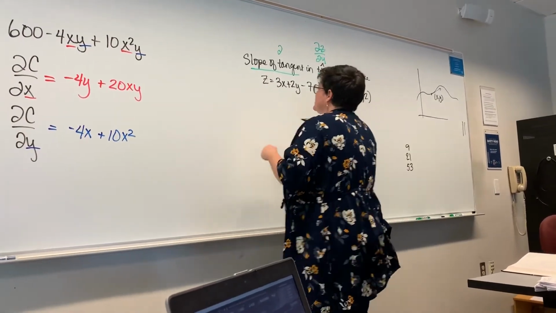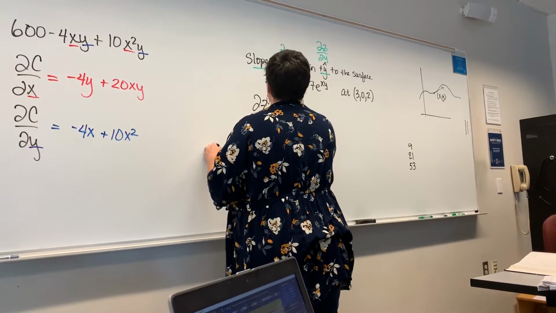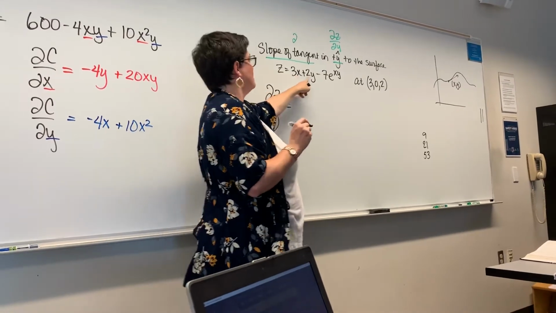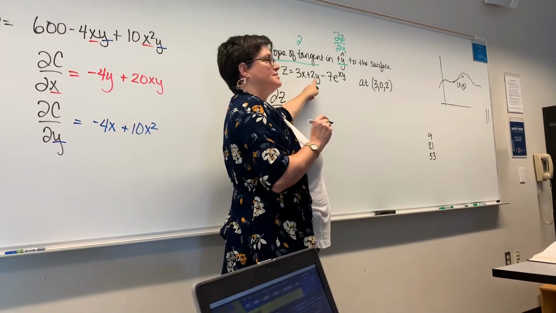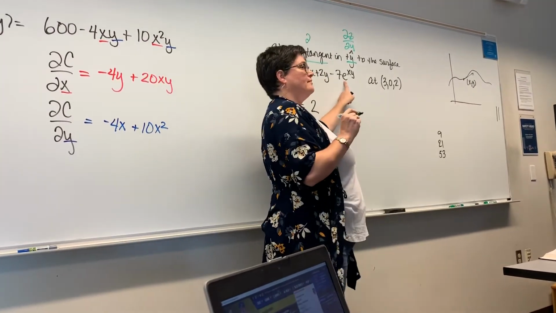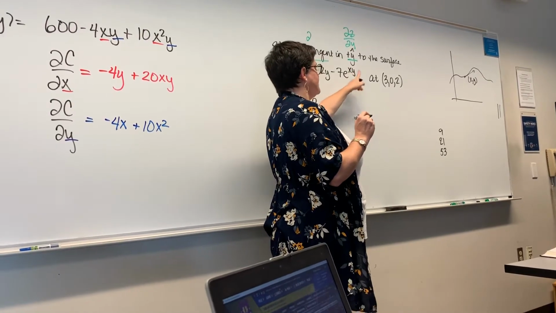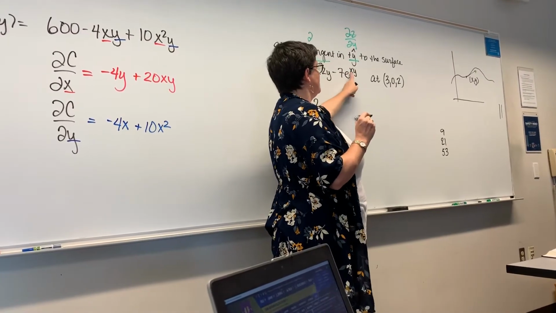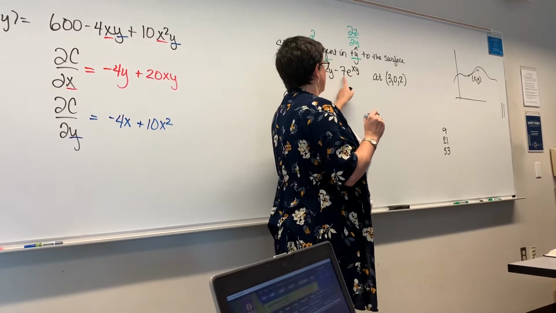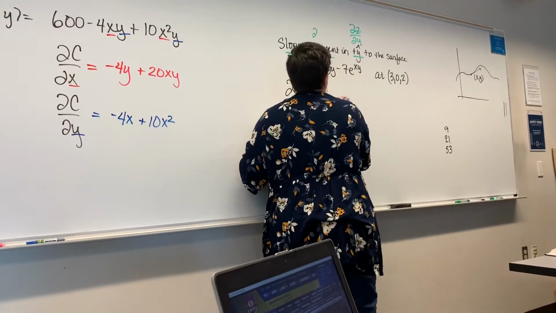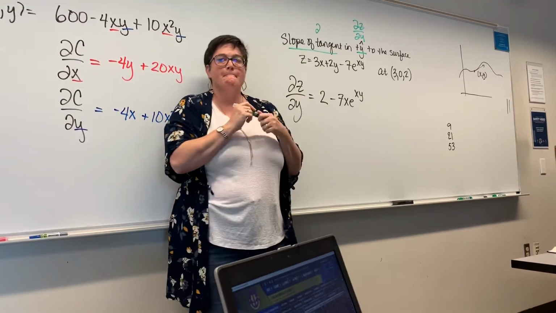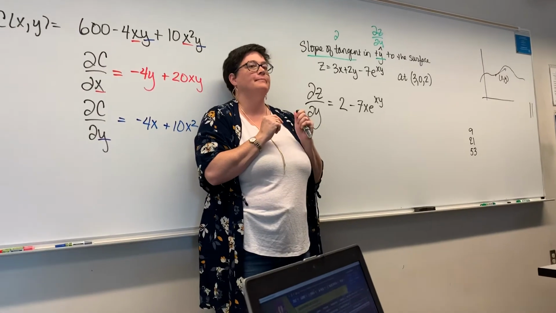So here we go. What's the partial of z with respect to y? Is there a y on this term? No. So you kill it, killer. Is there a y on this term? Yes. What's its derivative? 2. Good. Okay, is there a y in this term? Yes. So the derivative of e to the anything is the derivative of the anything times the original function. What's the derivative of xy with respect to y? X. So we're going to get minus 7x e to the xy. Does everybody see that? Everybody cool with that?